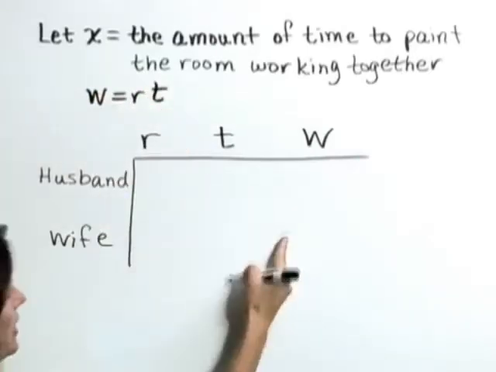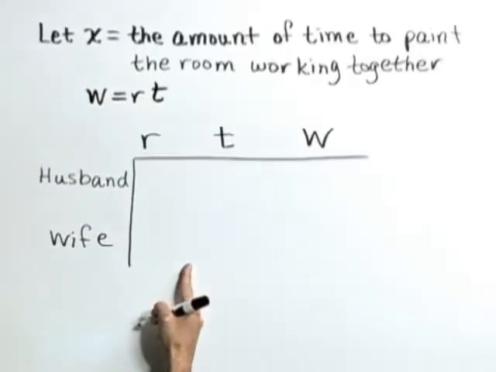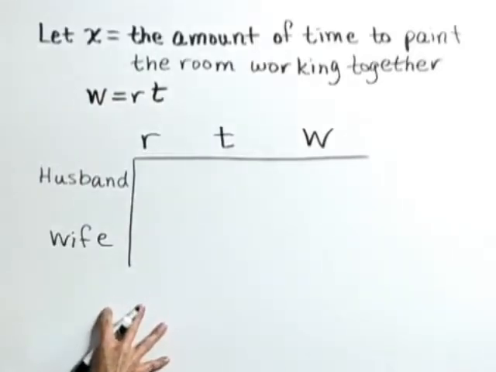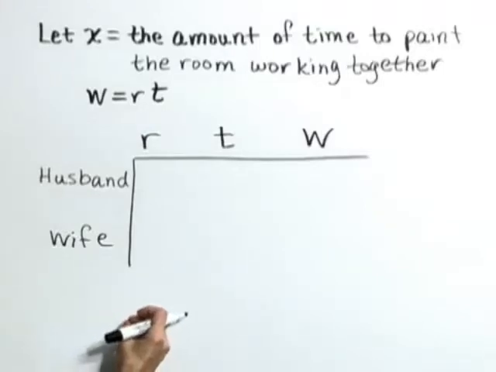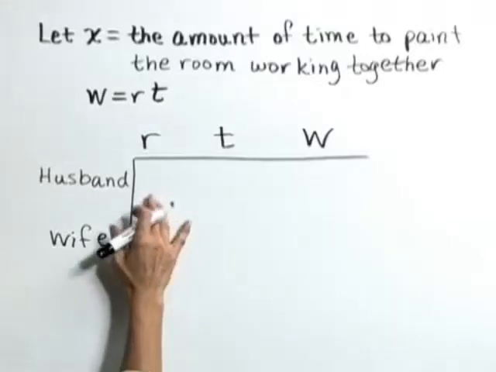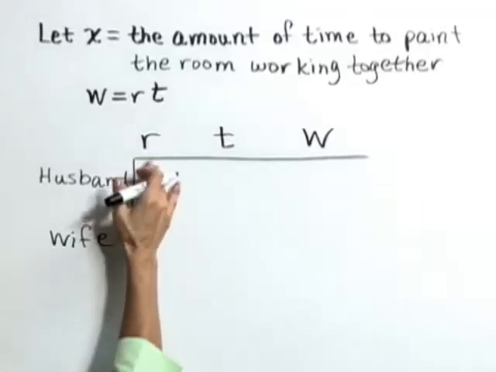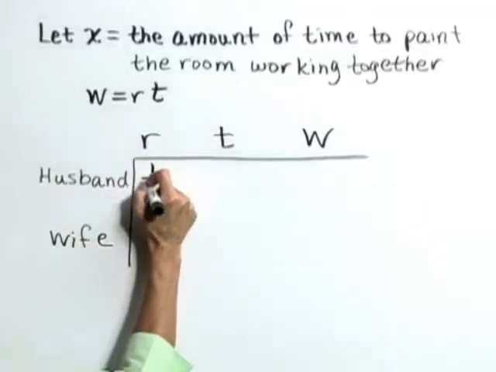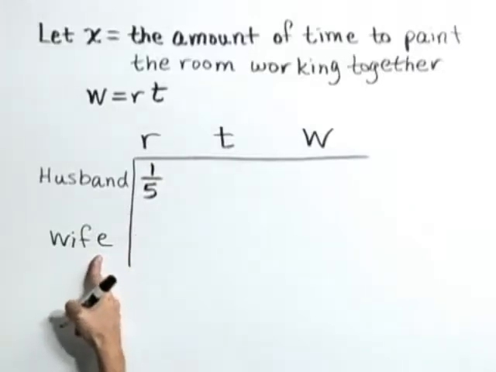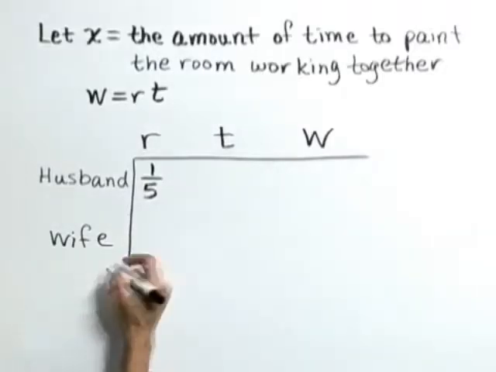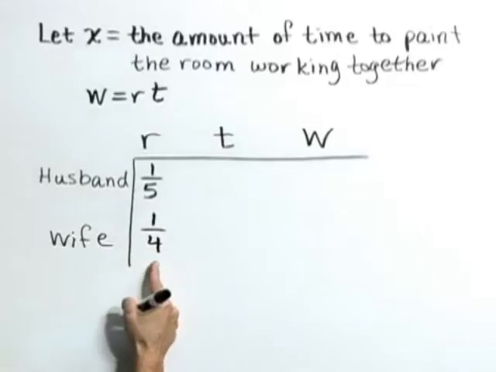Now I'm going to use a table to help me organize my information in preparation for writing an equation as our next step. We're told that the man can paint the room, if he's working alone, in 5 hours. Therefore, his rate is 1/5 of the job per unit time. We're told that the wife can perform this job of painting the room in 4 hours. So her rate is 1/4 of the job per hour.